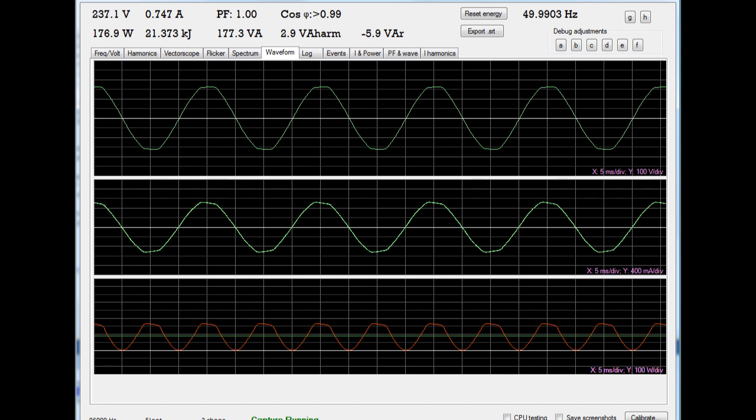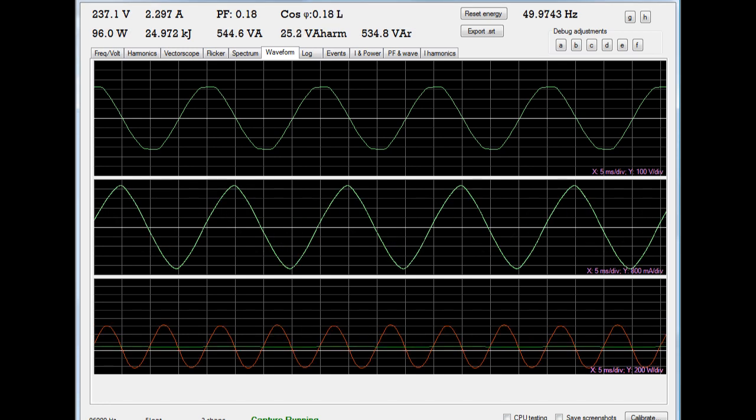Okay, so how does the discharge lamp differ? These are the waveforms for the discharge lamp. Voltage, as you can see, is exactly the same. Current is a lot higher. This is a much bigger scale graph, and you can see here the current in this case about 2.3 amps compared to 0.7 for the incandescent lamps. But the other thing you'll notice is that the watts are much lower, 96 watts.